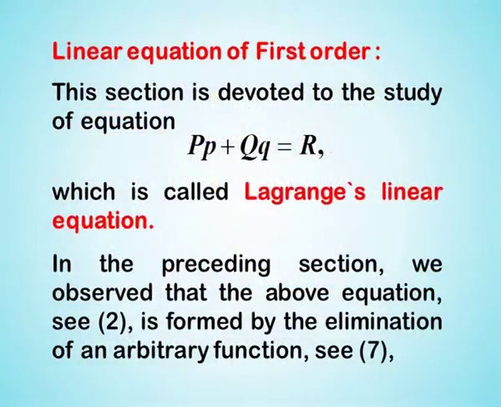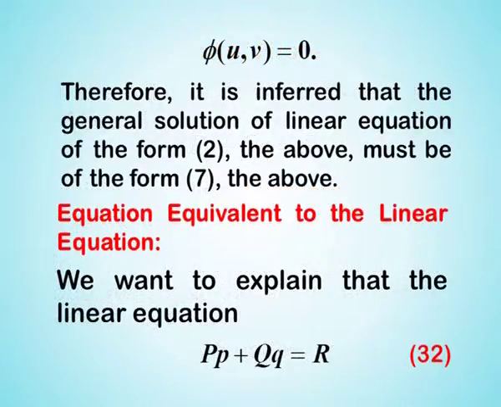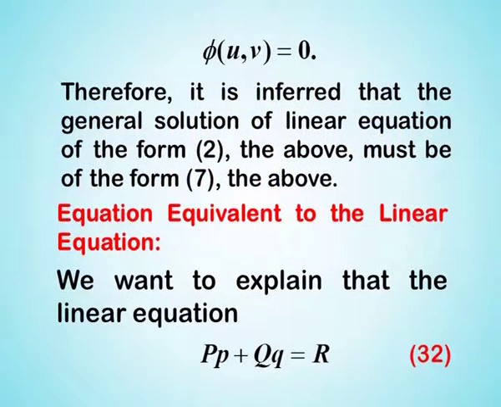In the preceding section, we observed that the above equation is formed by the elimination of an arbitrary function. Equation numbers are given. In that relation, do you recall that we had phi(u, v) = 0, where u and v are functions, and u is a function of x and y, v is also a function. Same thing we are referring to again. Therefore, the general solution of the linear equation of the form 2 must be of the form 7, and so it carries some meaning.